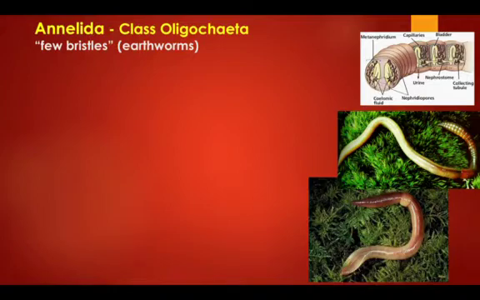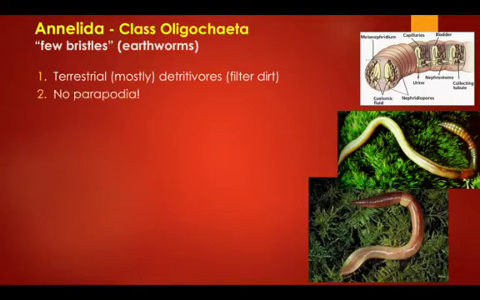This is the class Oligochaeta, or oligochaetes for short. These are probably things that we are used to seeing. These are our earthworms. So their name means few bristles. They are terrestrial, which means they're going to be living on land. And they are detritivores. They can actually filter out the dirt. They do not have parapodia. So this is something that separates them from the class Polychaeta.